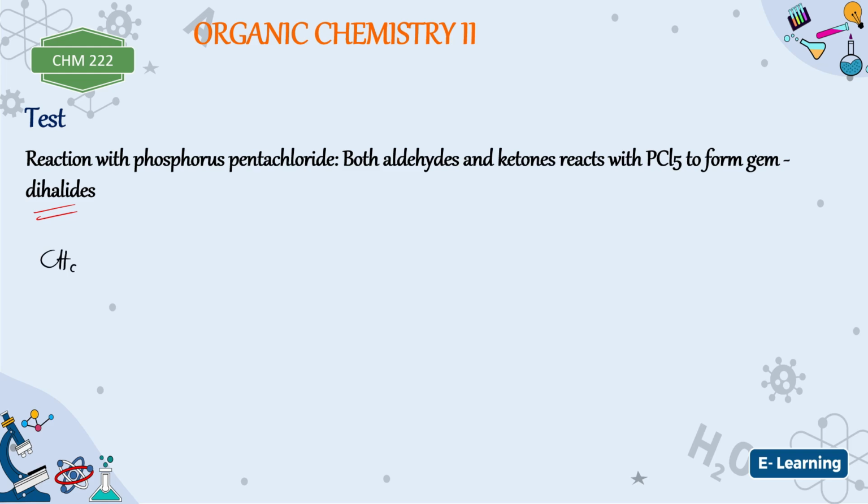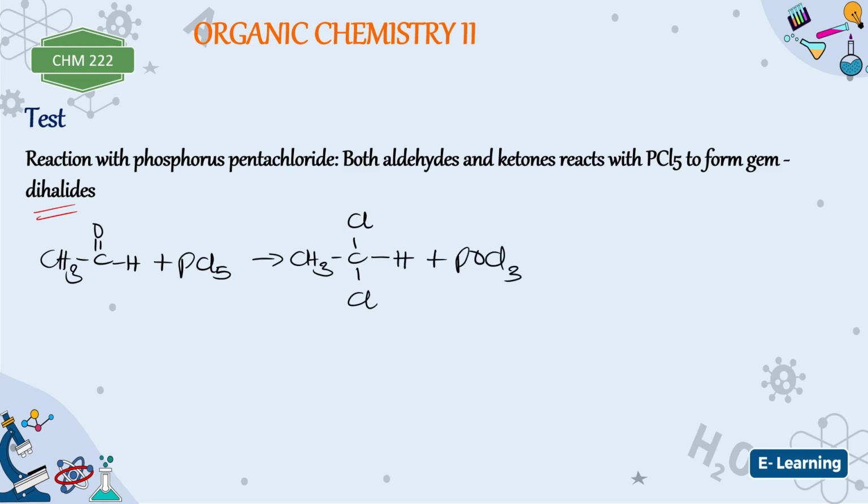How? This is an aldehyde, for instance, reacting with PCl5. At the end of the day, this is what you are going to get. A gem dihalide, like I told you, is when you have two halogens on one carbon. Out of the 5 chlorines before, 3 now remain. The oxygen that left here will come here, and then the two chlorides, one will be here, one will be here, which is what we just have here. Is that okay?